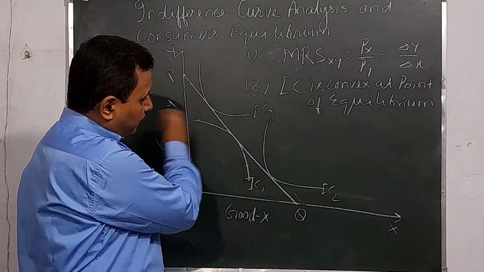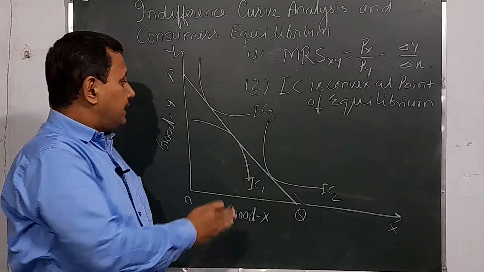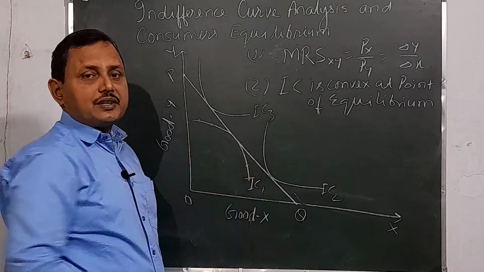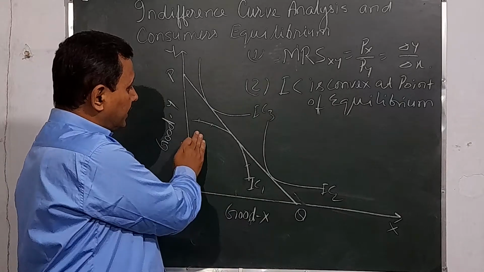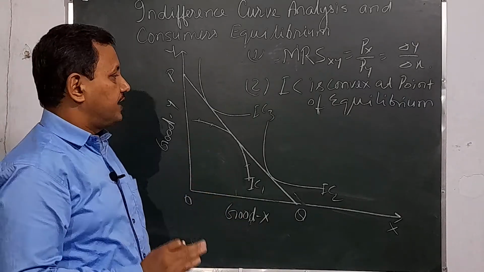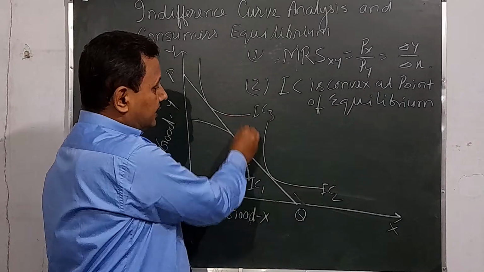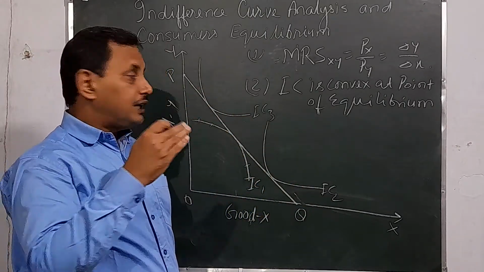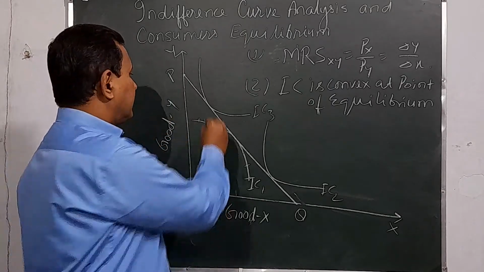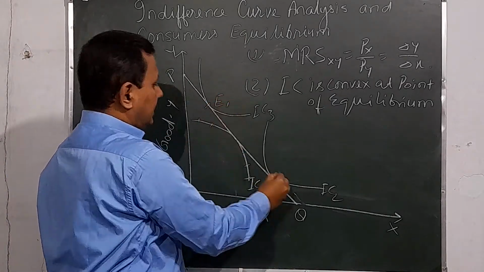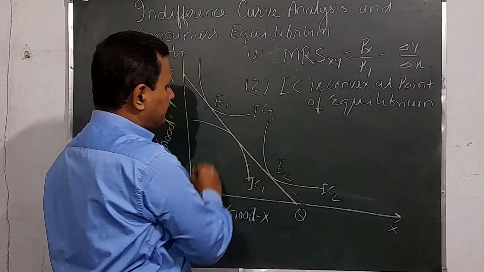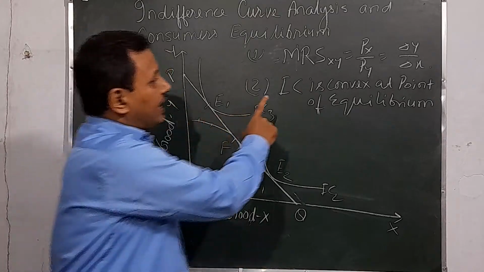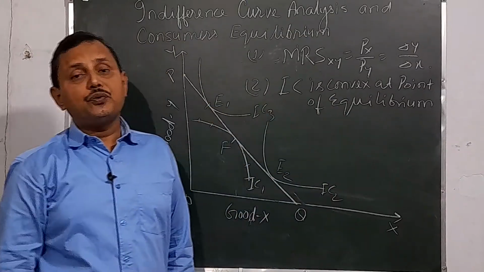See, whatever other points are on this indifference curve, they are attainable combinations and they are within the budget line. So it is very difficult for the consumer to reach the equilibrium state. Now, again IC3 and IC2 are both higher indifference curves, so they are associated with a higher level of satisfaction. Therefore, the consumer will achieve equilibrium at E2, not at this point. Clear? Therefore, IC is convex at the point of equilibrium.